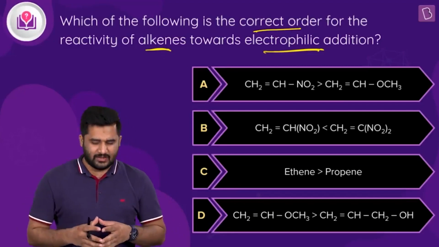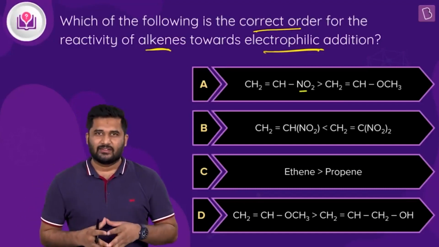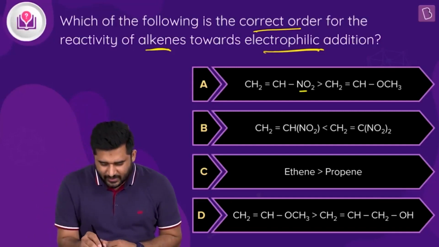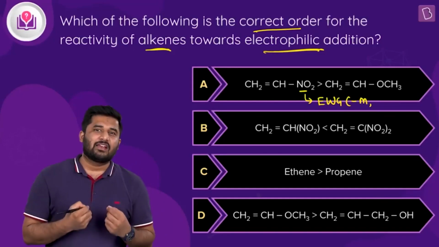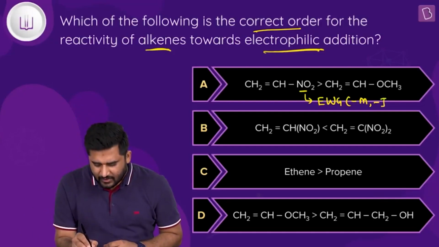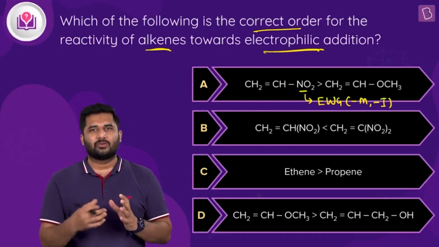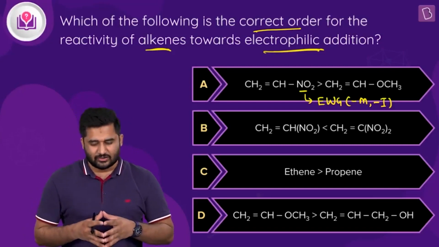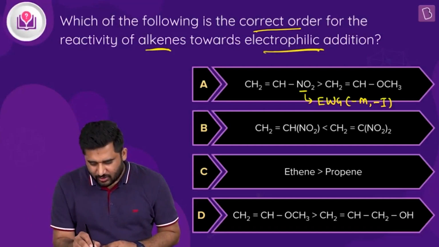Now you can see in option A we have this NO2 group attached to the alkene, isn't it? With this CH2 double bond CH, this NO2 group is attached. This NO2 group acts as an electron withdrawing group due to the minus M effect, as well as due to the minus I effect. Since all in all it is an electron withdrawing group, the tendency of the electrophile to attack such a system, or you can simply say the reactivity of such an alkene towards electrophilic addition, will be less. Clear? And now comparing it with CH2 double bond CHOCH3.